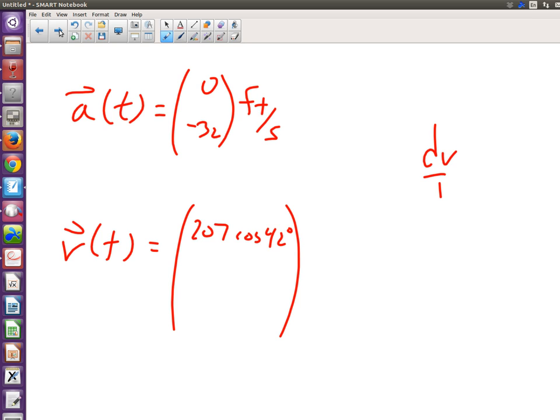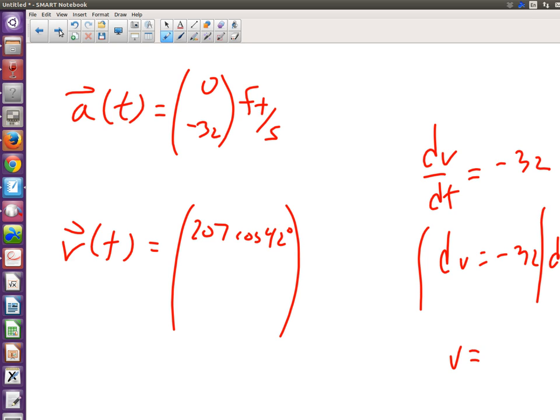Since the dV/dt in the vertical component is negative 32, how do we get V in the vertical component? Variable separable. This is the beginning of Calc 4, reviewing variable separable and then going crazy with differential equations. So what do you do? dV is negative 32 dt. So if you anti-differentiate, you get V is negative 32t plus some constant, right?